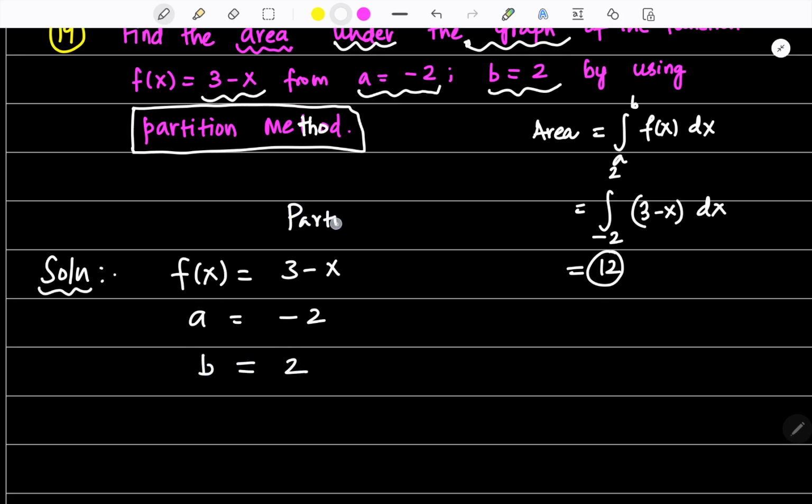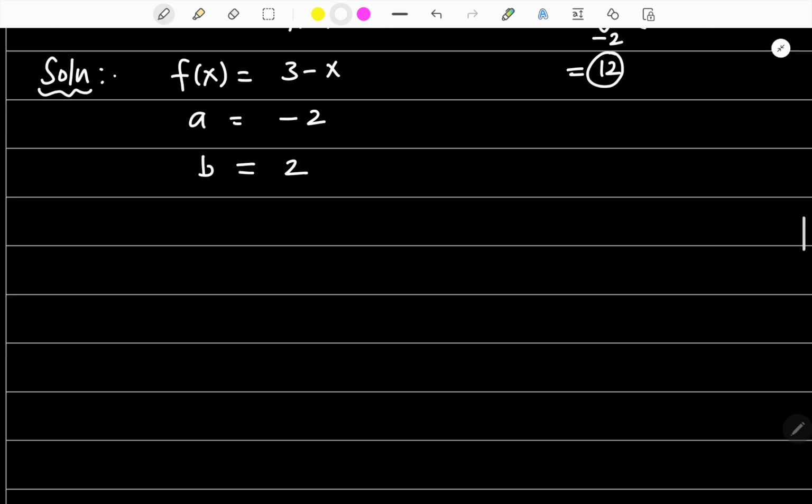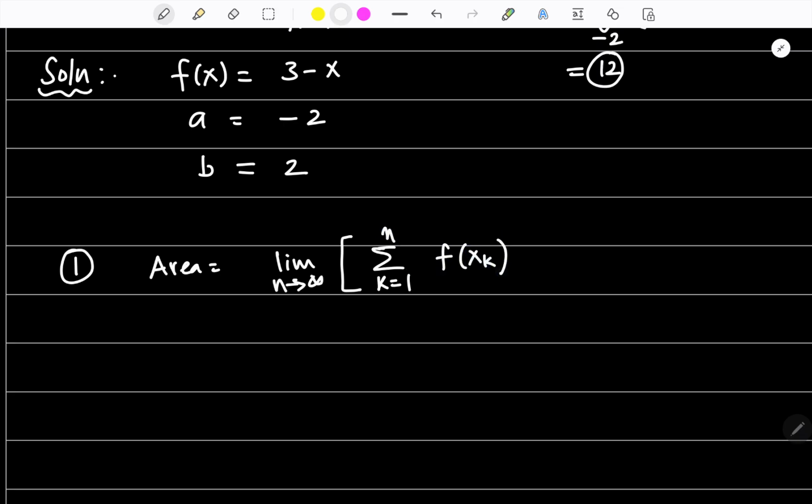And the method which we are going to do is what? Partition method, okay? Very, very simple. Again, I'm telling, your algebra idea should be clear, right? So what did I explain? Step number 1 is write the formula. So area is equal to limit n tends to infinity, open a bracket, sigma k equals 1 to n f of xk times delta x. This is step number 1, okay?